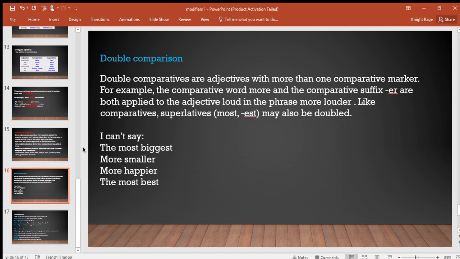Okay, I say smaller. More happier. I'm not more happier than you. Okay, I'm happier than you. The most best. Okay, we can't say the most best. It's a double superlative, so we say the best and we remove most.